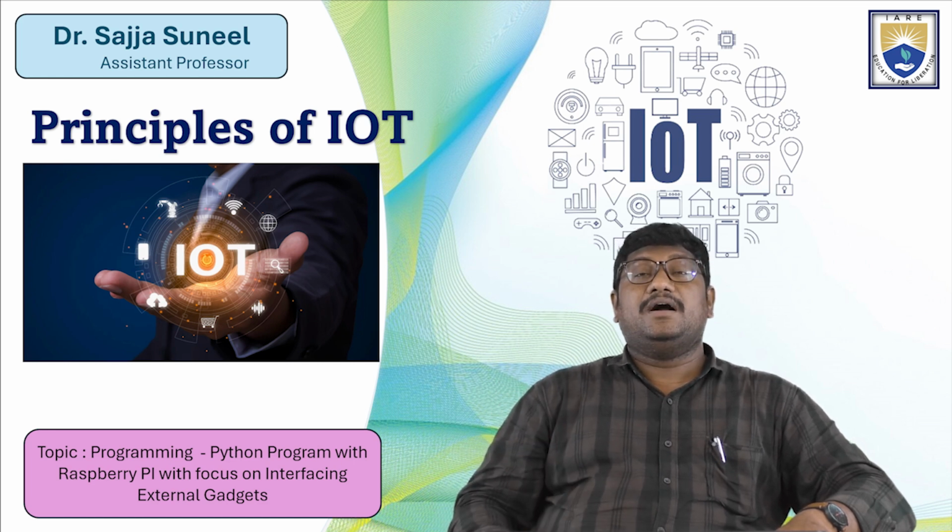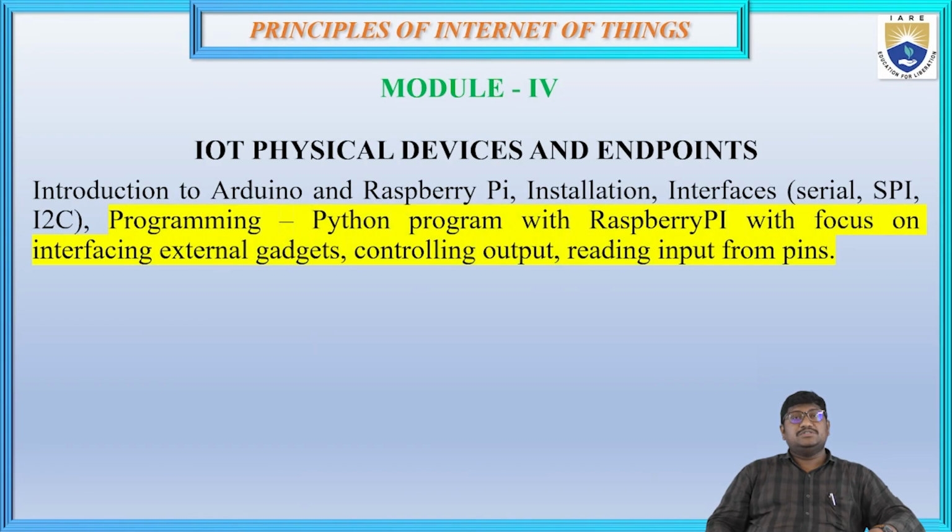We are focusing on a few points such as interfacing external gadgets. What are the different kinds of external gadgets which are going to be involved at the time of programming? And also I'm going to tell you about the basics of GPIO, general purpose input and output. Along with this, I'll let you know how to control the outputs, and also how to read the input and output pins. All these things are going to be covered in this particular class.